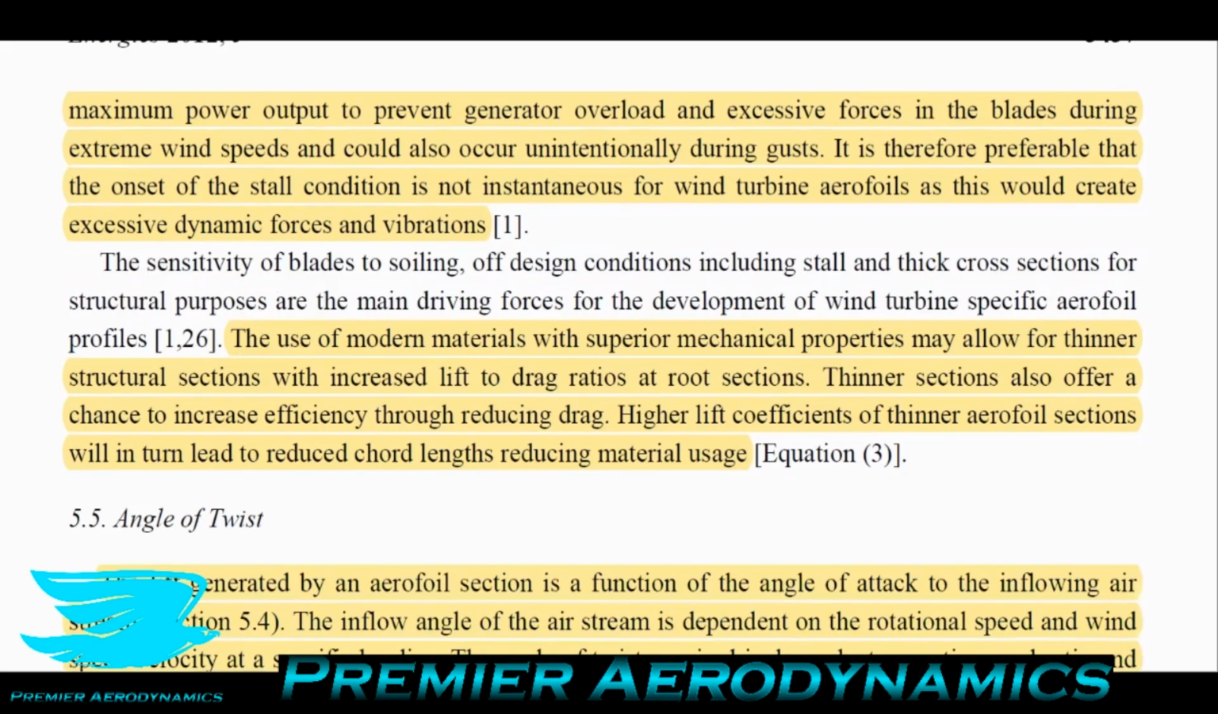So the use of modern materials with superior mechanical properties may allow for thinner structural sections with increased lift-to-drag ratios at the root sections. Thinner sections also offer a chance to increase efficiency through reducing drag. Higher lift coefficients of thinner airfoil sections will in turn lead to reduced chord lengths, reducing material usage.